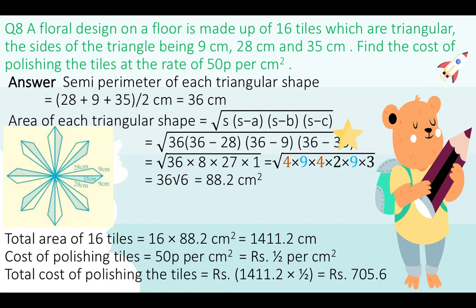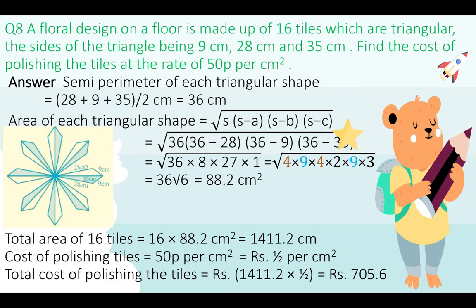So let's see. I have the sides so I can calculate the semi-perimeter. Semi-perimeter is equal to sum of all the sides divided by 2. This is equal to 28 plus 9 plus 35 divided by 2. So I get the semi-perimeter as 36 centimeter. I have value of all the sides A, B, C. I will put in the Heron's formula.